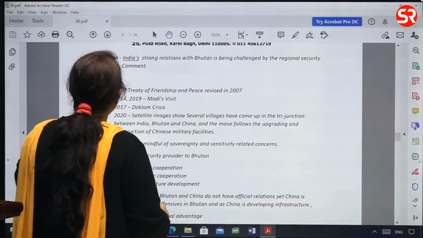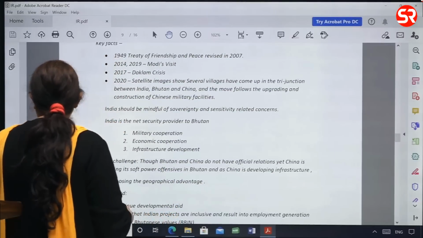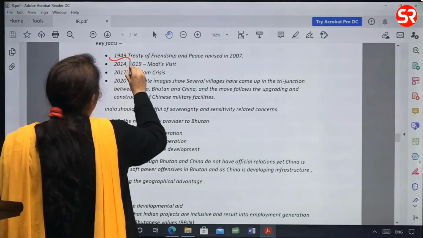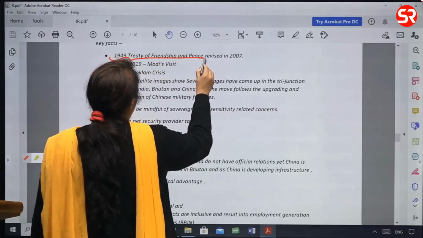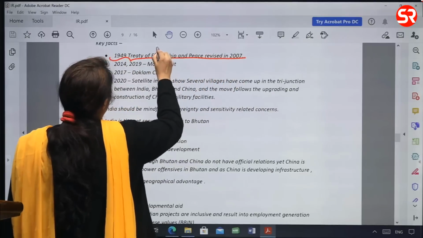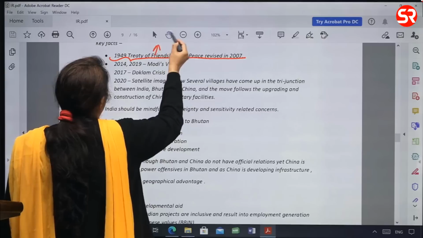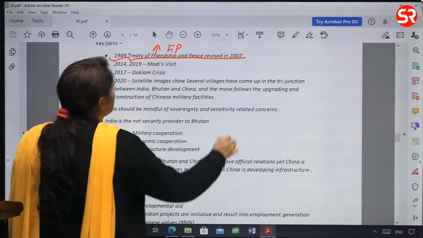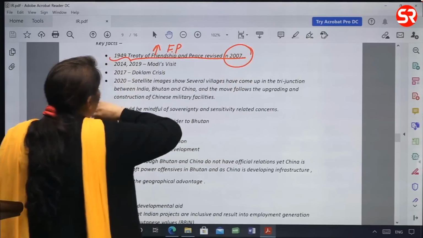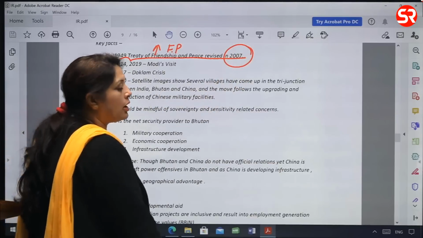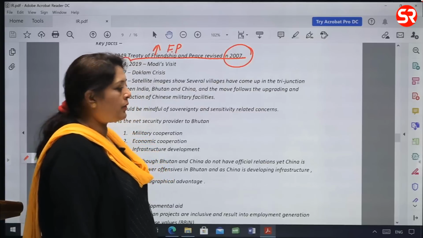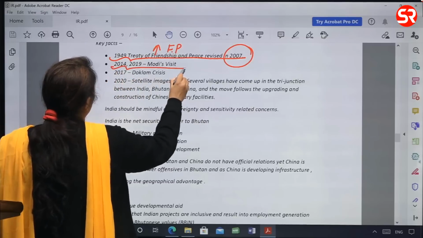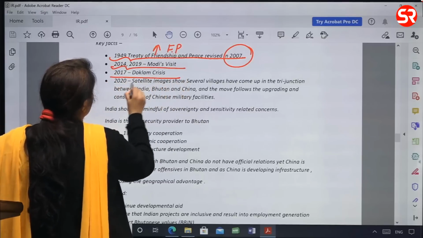Some key facts which will help you in writing the answer: in 1949 we signed a treaty of friendship and peace, which actually puts Bhutan's foreign policy under India's guidance, but it was amended in 2007, looking at Bhutan's sensitivity. Then Prime Minister Modi visited twice, then came the Doklam crisis.